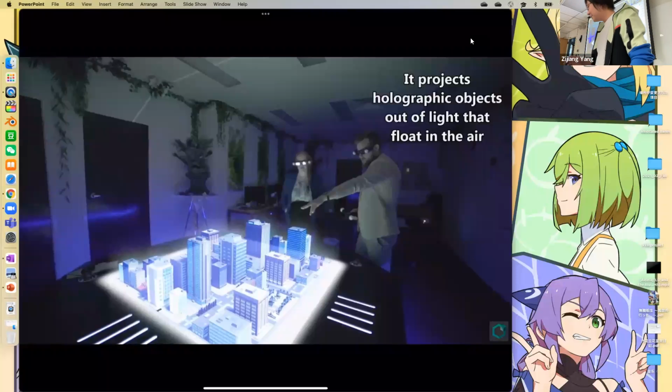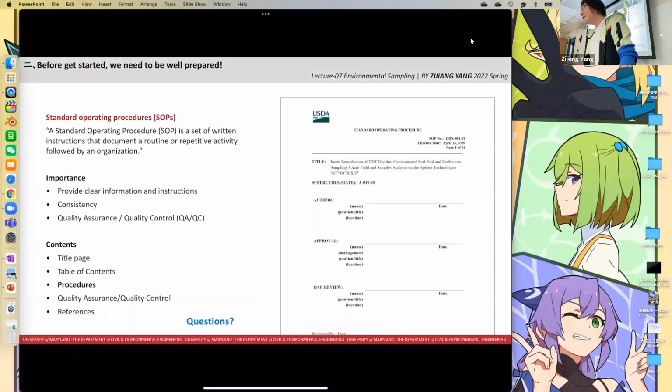But I do not know why people do not do this. Maybe it takes a lot of time, but I hope in the future we can have more advanced methods for the documentation. Okay, anyway, so more about SOP.